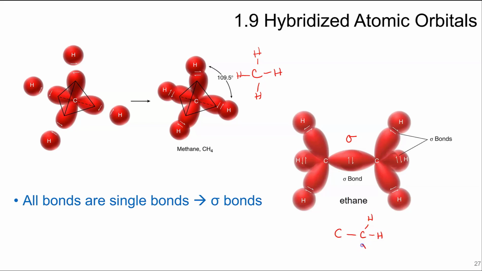CH3, CH3. All of these are sigma bonds. Single bonds are sigma bonds. So we get a lot of orbital overlap between the s of the hydrogen and the sp3 of the carbon, or the sp3 of the two carbon atoms.